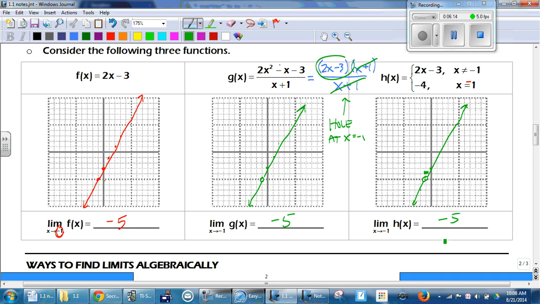So we have three different graphs here, but they're all approaching the same thing. Doesn't matter if there's a hole there or if it's filled in, or if there's a hole and it's filled in somewhere else. There's a point somewhere else. This is still going to be the same limit in this case for these three examples.